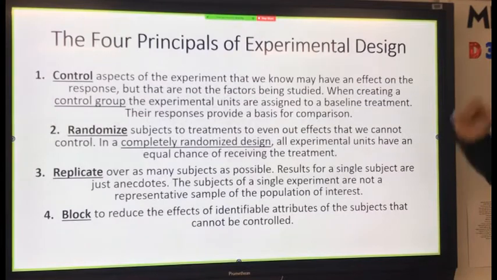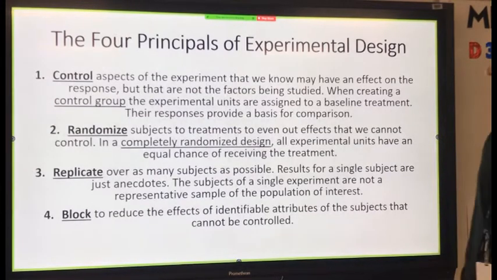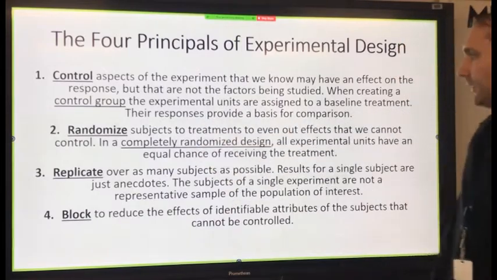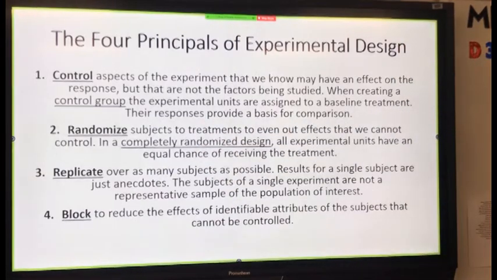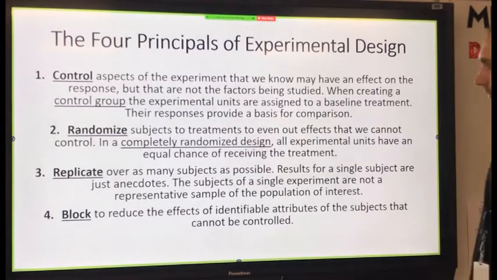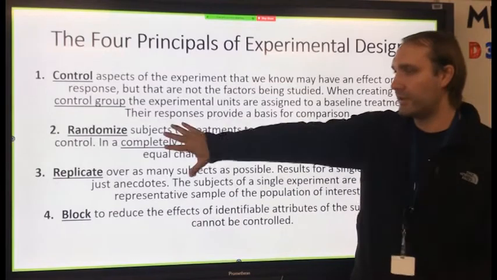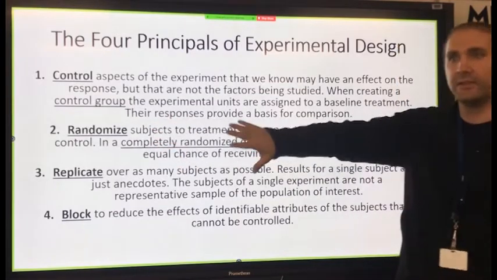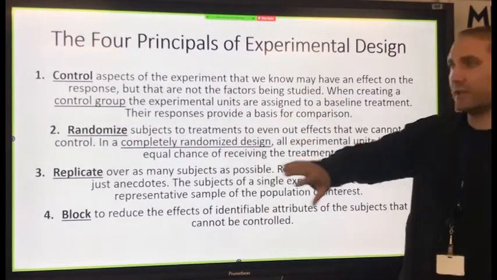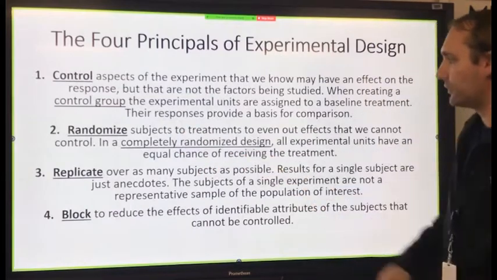Randomize the subjects to treatments to even out the effects that we cannot control. So again, it falls in our sampling here. Randomizing our sample. In a completely randomized design, all experimental units have an equal chance of receiving the treatment. So you just don't want to give all females a placebo and all males the actual drug. You want to make sure all of them have an equal chance.